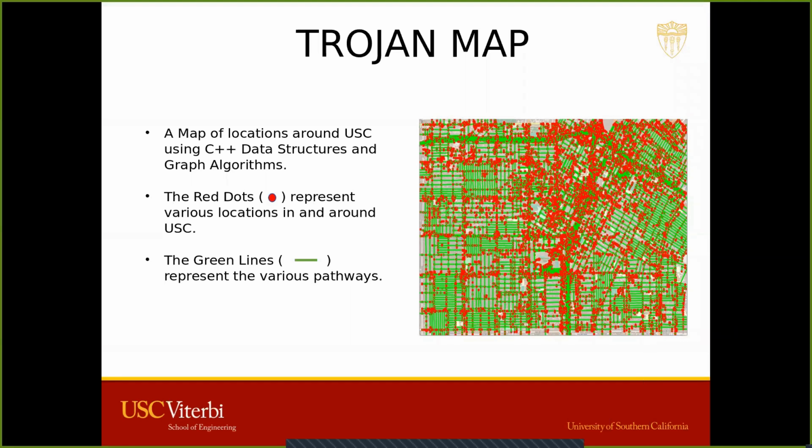A brief overview of our project. We're building a map of all the locations around USC campus using C++ data structures and graph algorithms. As you can see from the picture, the red dots on the graph represent the various locations around USC, and the green lines suggest the paths connecting the locations.